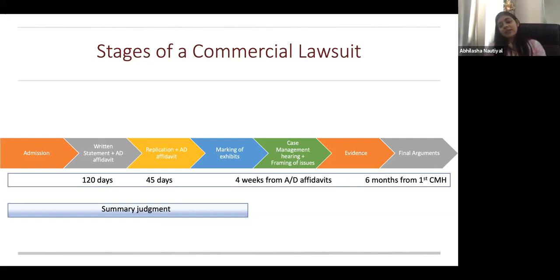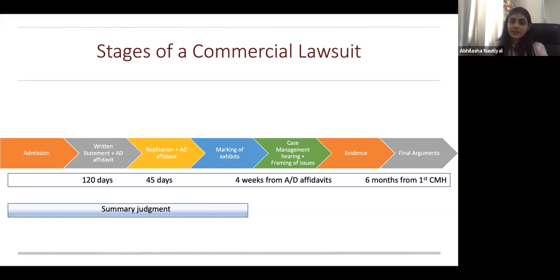For case management hearing and framing of issues, it should happen in 4 weeks from the filing of affidavits of admission denial. And for conclusion of final arguments, it's 6 months from the first case management hearing. These are timelines that will evolve and will gradually be complied with in commercial litigation. At this point, there is a lot of backlog. There has been a lot of backlog. So there is an intention to comply with these timelines, and hopefully in the near future, the lifespan of a commercial lawsuit will really shrink based on these timelines.